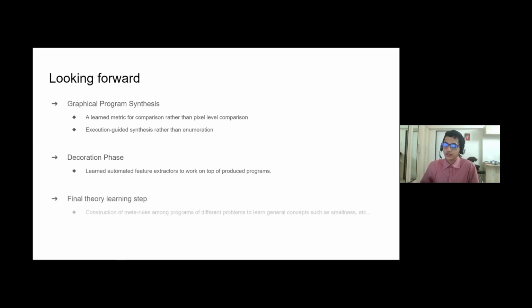And in the final theory learning step, we can explore the construction of meta rules among programs, constructing meta rules from looking at theories generated for different Bongard problems and learning general concepts such as smallness, etc. And this can be done in final theory learning.